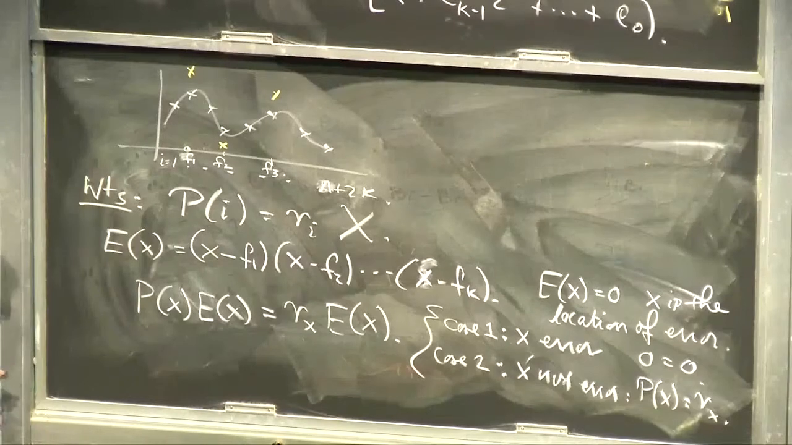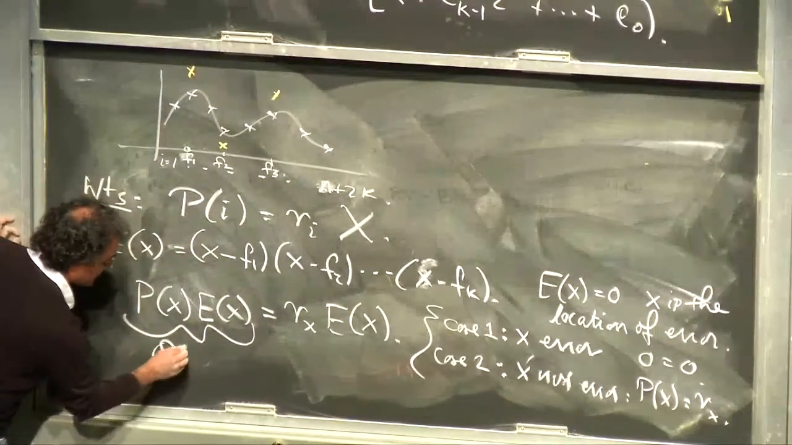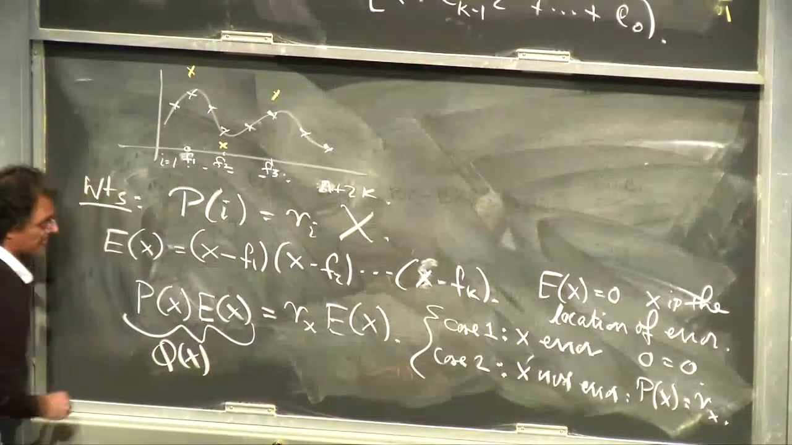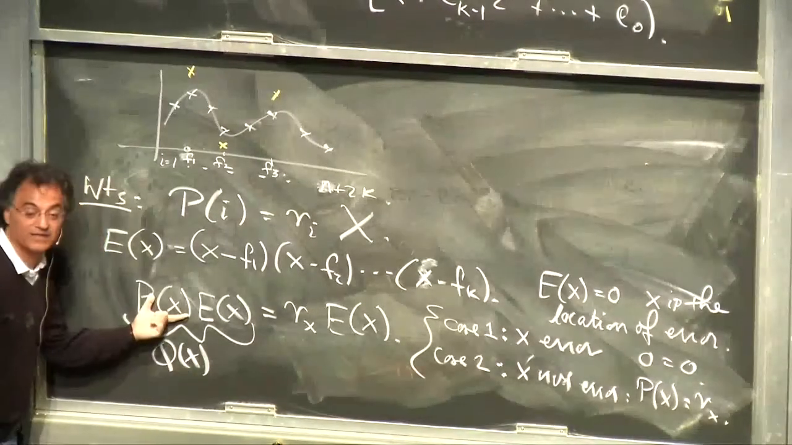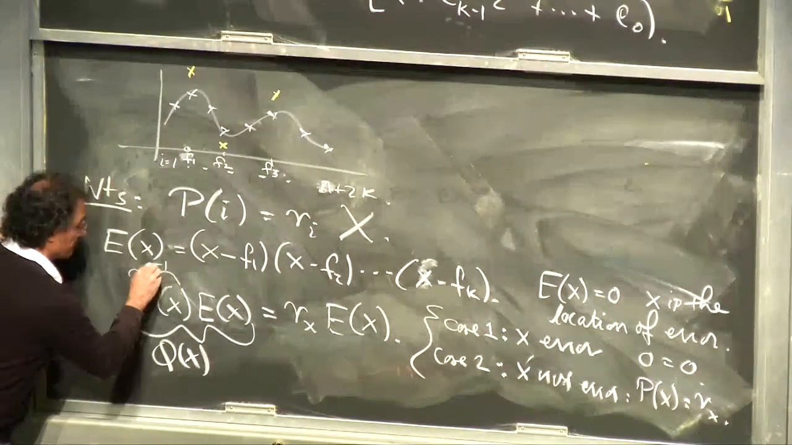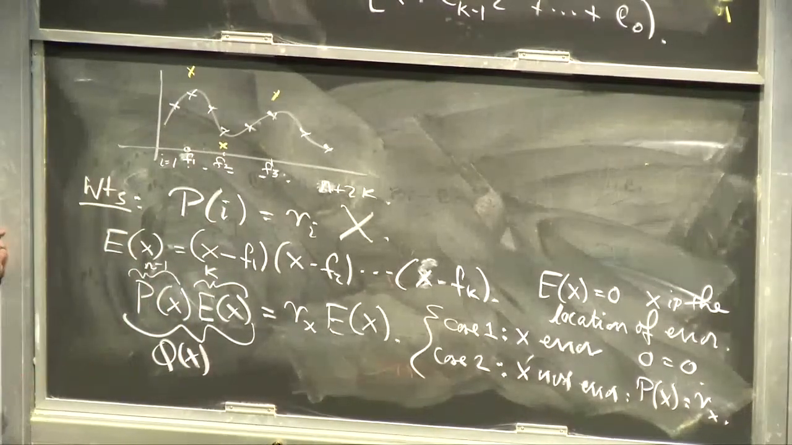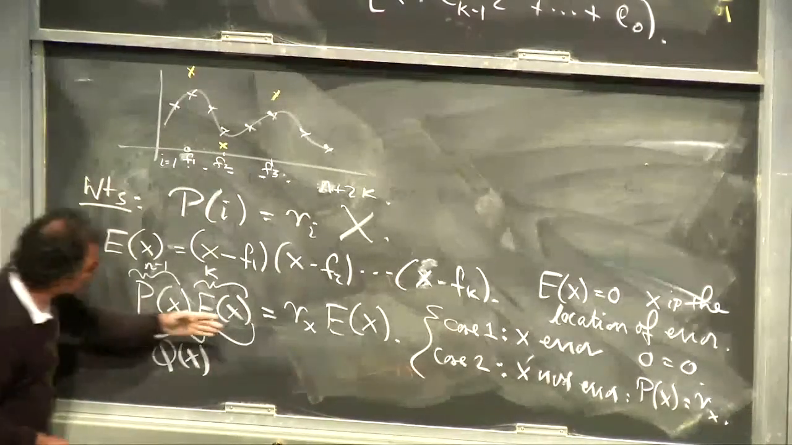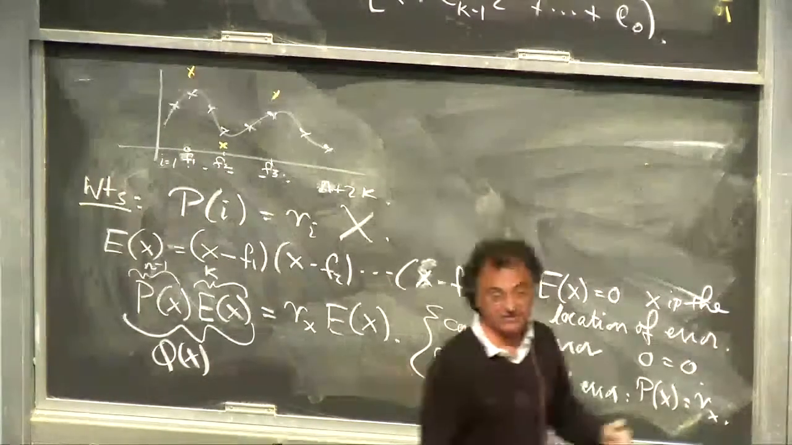So now, what we do is we call this polynomial Q of x. Q of x has degree, well, this was of degree n minus 1, and this was of degree k, so this has degree n plus k minus 1. And that's where we got this equation, Q of I equals R sub I times E of I. That holds for all the received points.